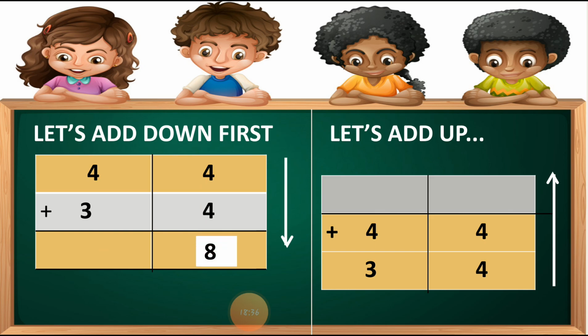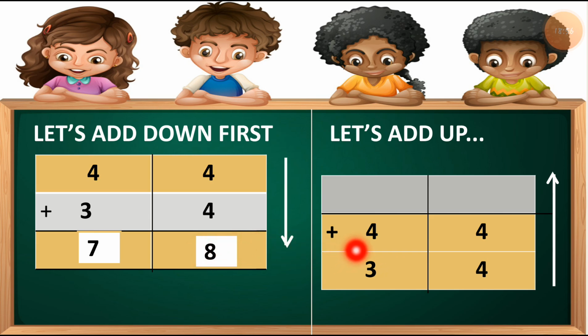So we can write down number 8 as the answer here. Now students, the tens column is 4 plus 3. So the total of 4 plus 3 is equal to 7. So after adding down, the answer 78 comes.